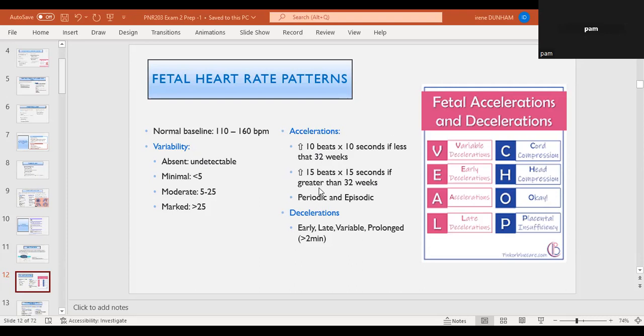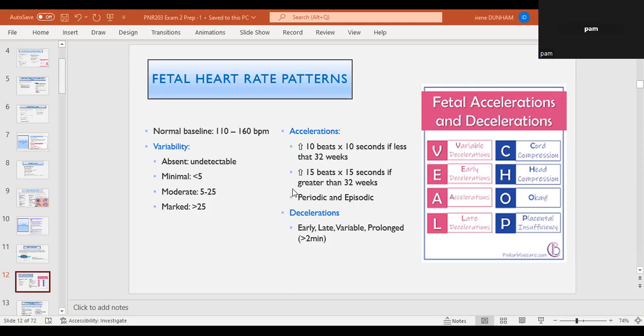Okay, accelerations are A-OK because this baby is getting closer to term. So this baby would have more beats. All right. And then accelerations are usually periodic and episodic. That means that maybe baby got stimulated, moved, and he had an acceleration. That's a good sign.